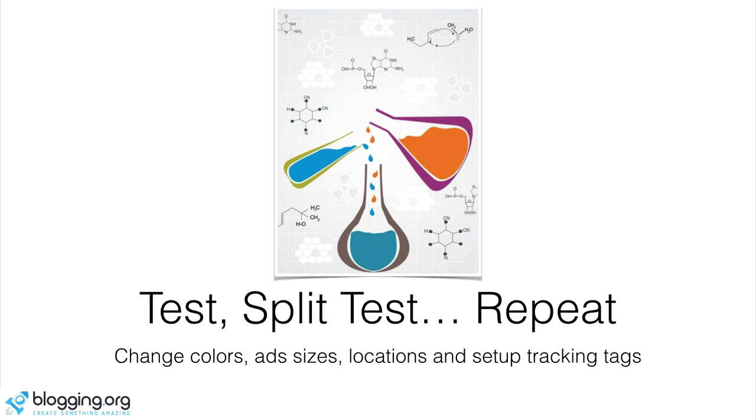And last but not least, test, split test, and repeat. And by this, I mean take everything that I just talked about and continually test different methods. You want to change the colors, you want to put different ads all over your site depending on their sizes, you want to change the location, and you can also set up tracking tags to see which ones are working best. So if you throw Google AdSense on your site with a red border around it, will that perform better than one without it? It's all a game of testing and figuring out what draws the attention of your audience and works best. So make sure you try all these different things out, split test, and look at the results to compare and get the best monetization for your site.